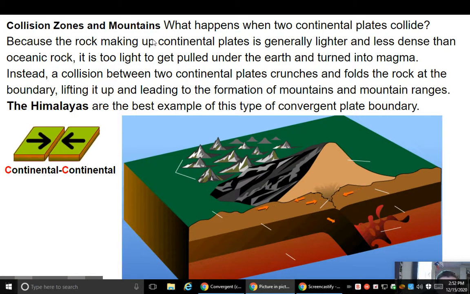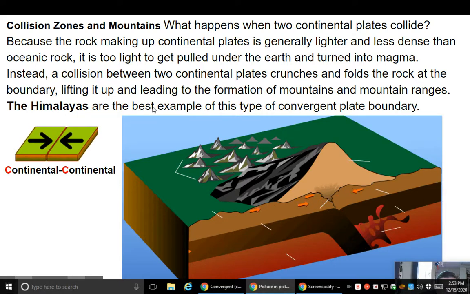Collision zones and mountains. What happens when two continental plates collide? Because the rock making up the continental plate is generally lighter and less dense than the oceanic rock, it's too light to get pulled under the earth and turned into magma. Instead, a collision between two continental plates crunches and folds the rock at the boundary, lifting it up and leading to the formation of mountains and mountain ranges.